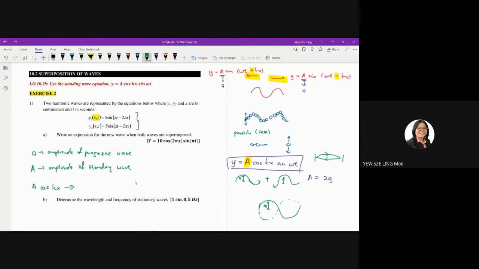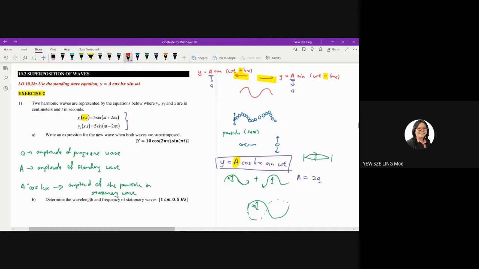The capital letter A represents the amplitude of the stationary wave. And A cos kx represents the amplitude of the particles in the stationary wave. Why is it important to know the difference between A and A cos kx? If you have a stationary wave, basically every particle in the wave has its own amplitude, and it can be calculated by using A cos kx. So you will have a different value for each.